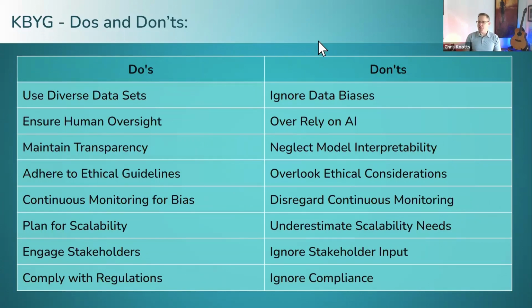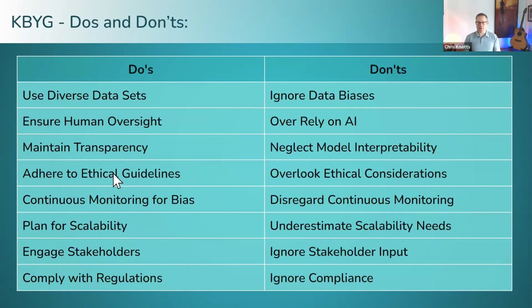Quick list of do's and don'ts here. The don'ts are pretty much the opposite side of the coin from the do's, but these are just some basic absolute things that you want to do. Diversity in the data, talked about that. Human oversight, human in the loop, talked about that. Maintain transparency for the model and for the project team. Talked a little bit about that.